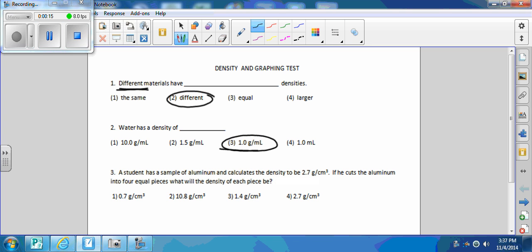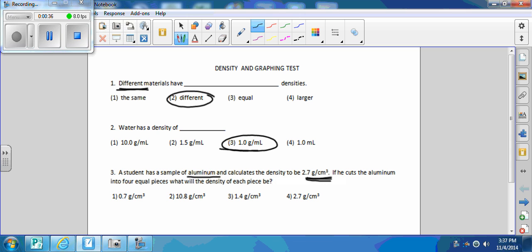A student has a sample of aluminum and calculates the density to be 2.7 grams per centimeter cubed. What does he have? Aluminum. If he cuts the aluminum into 4 equal pieces, what will the density of each piece be? Well, if he cuts the aluminum, does he get anything different? No, it's still aluminum. It's just smaller. The molecules do not rearrange, they stay the same.